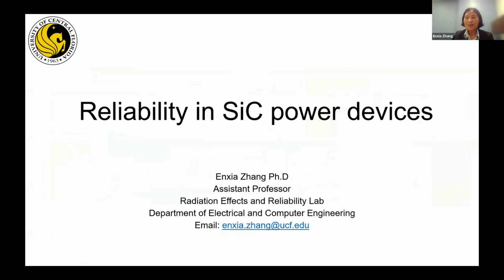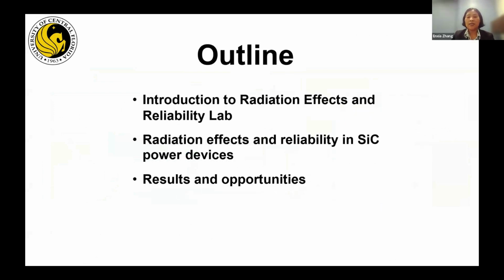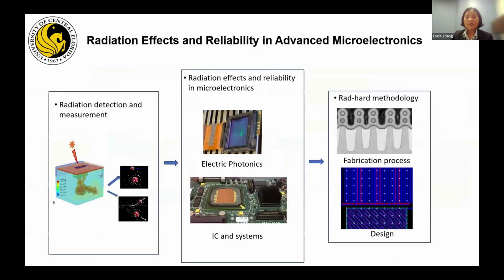So at UCF, I also started with doing radiation effects and reliability in microelectronics. I have done all the research in the reliability aspect. First, we have done the radiation detection measurement, and that just summarizes the basics of radiation interaction with materials. That's the basic mechanism. Then we move on to the radiation effects at the circuit level.